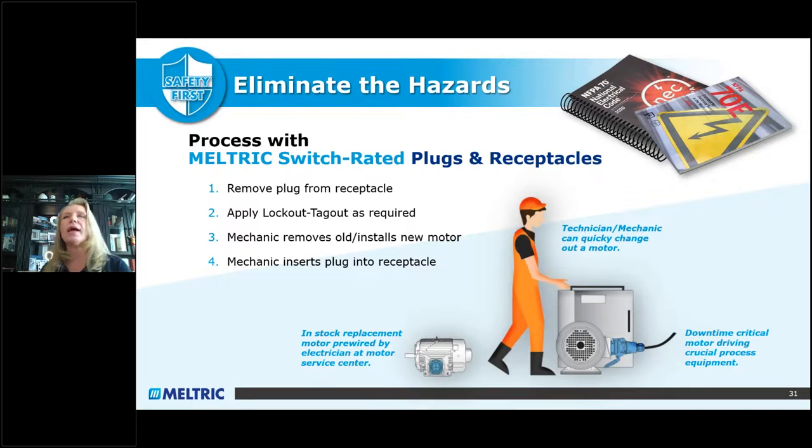Moving on to my next slide. Now if you have eliminated the hazards, then you don't need electrically qualified workers in the moment. So when we're talking about reduced downtimes, the mechanic just grabs a new motor off the shelf and can verify his own zero energy when he unplugs the MELTRIC device. Now he's not exposed to bare live conductors, so we don't have to worry about him being injured. It's not going to completely eliminate the need for an electrically qualified worker, because somebody is going to have to pre-wire and pre-bump the motor and have it on the shelf in the moment. But that reduced downtime is very important to operations and maintenance guys and industry.